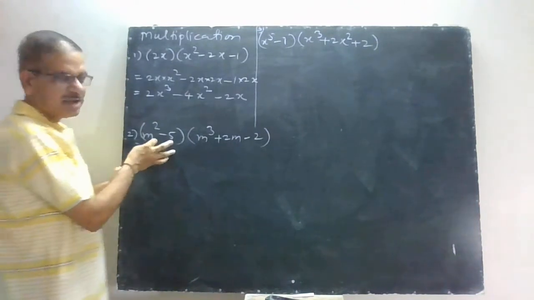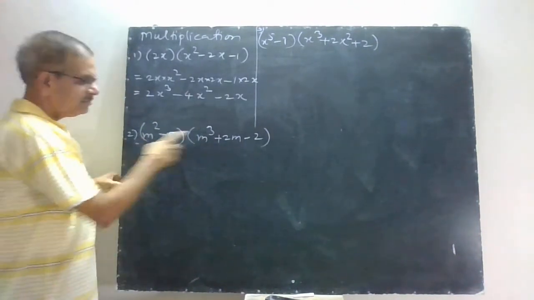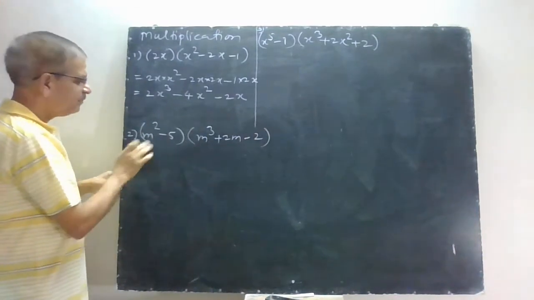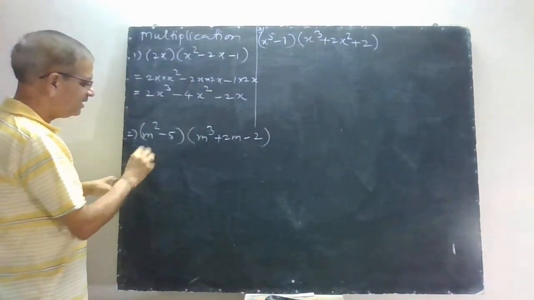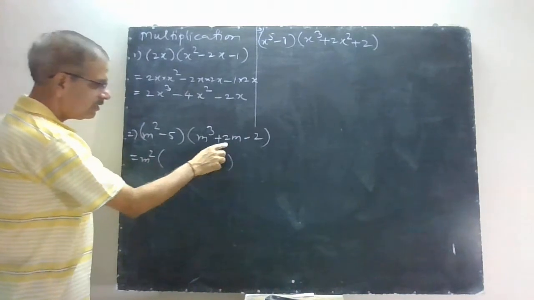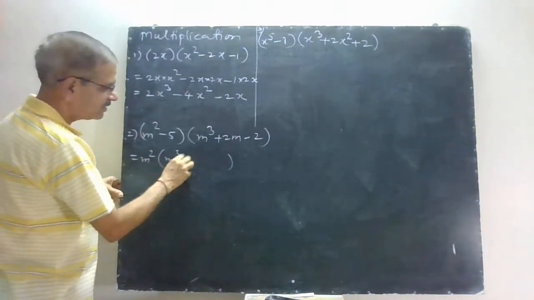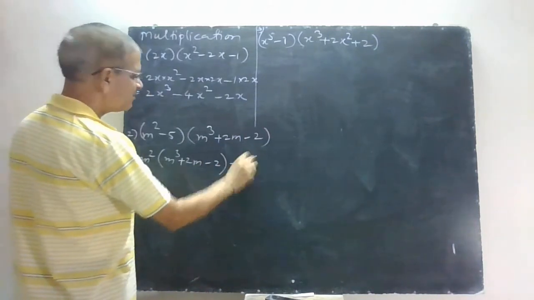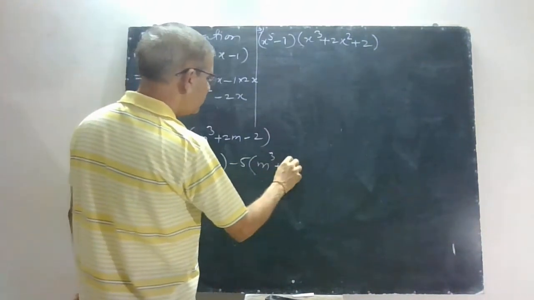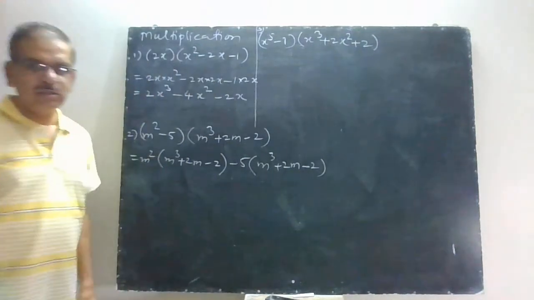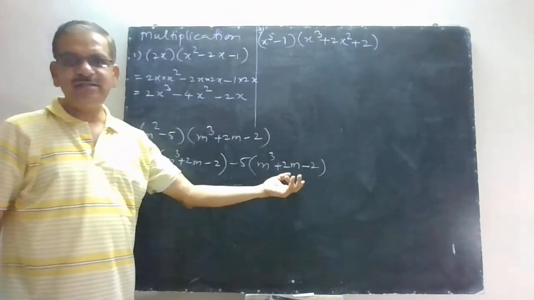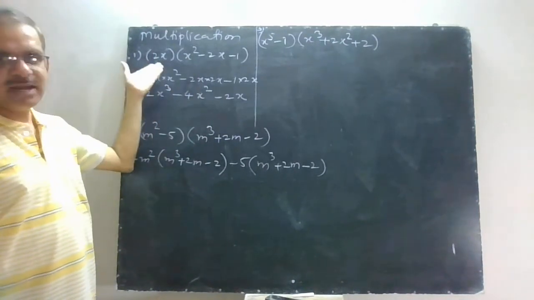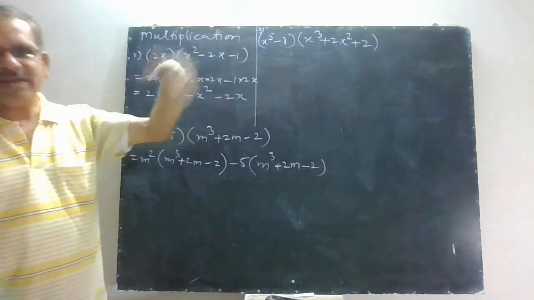Now see this one. This is a binomial and this is a trinomial. When you multiply this binomial to this one, multiply every term of this one to the term. Now there are two terms, so we'll first multiply by m square. Then we write down this bracket as it is, m cube plus 2m minus 2, and then we write minus 5 to the same m cube plus 2m minus 2. If you do this step, then it becomes an example of this type: multiply a monomial to a binomial or trinomial.